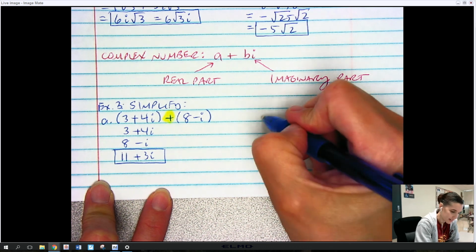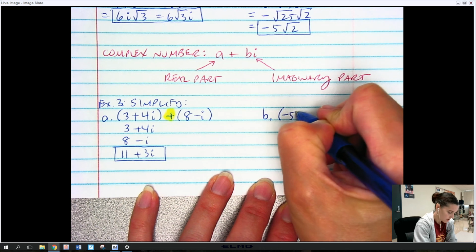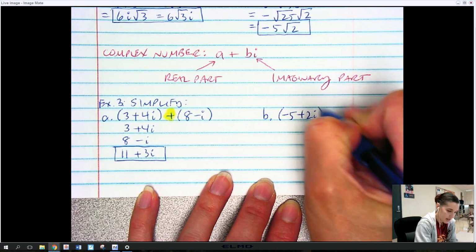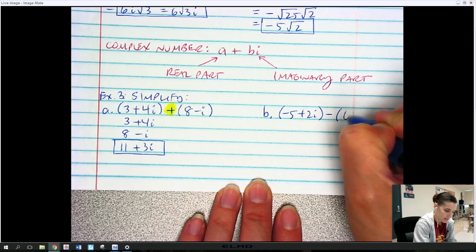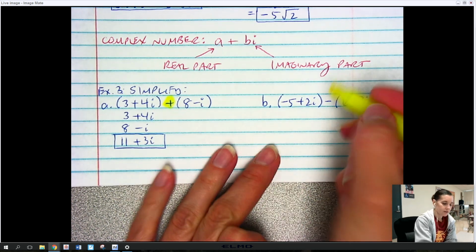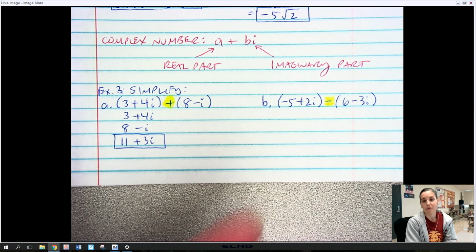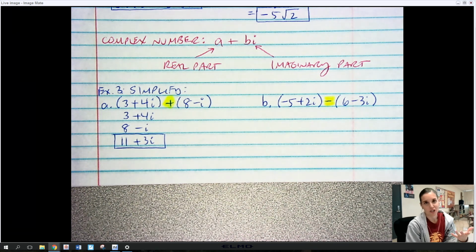Okay, let's try this again. In part B, you've got the complex number negative 5 plus 2i, and you're going to subtract the complex number 6 minus 3i. Okay, so again, I notice that I have a minus in between my two complex numbers, so it just means combine like terms.